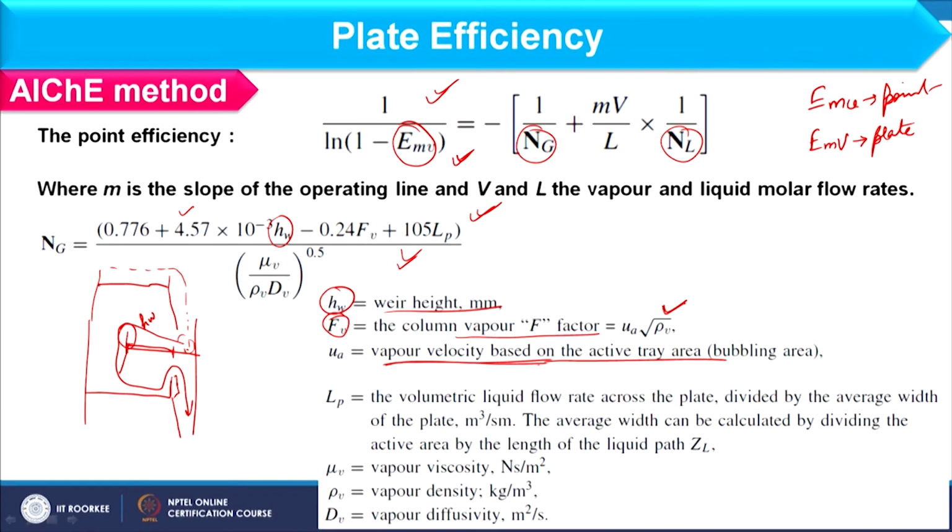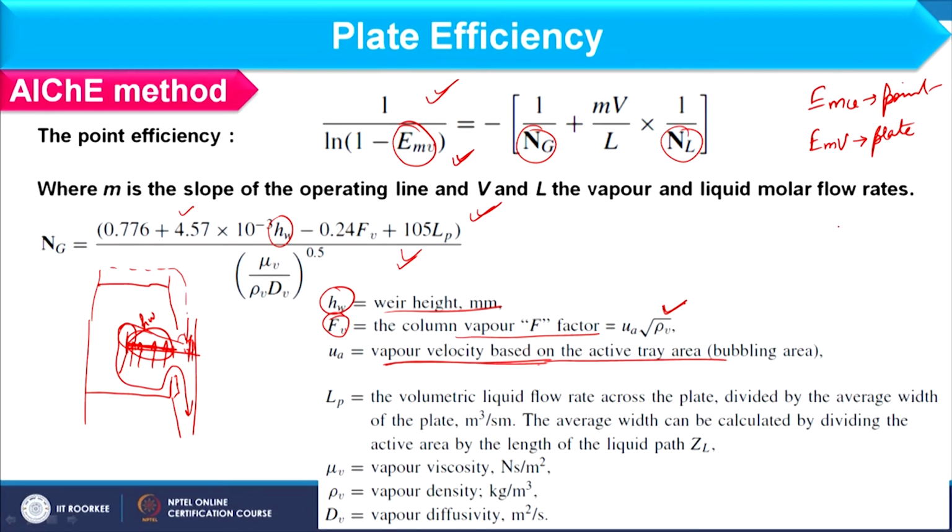So, this section is basically the active area where holes are available and vapor can enter from this section only. Vapor will never enter from this section, because here complete liquid is falling from the top. So, their mass transfer is not possible. So, this is only the active area.